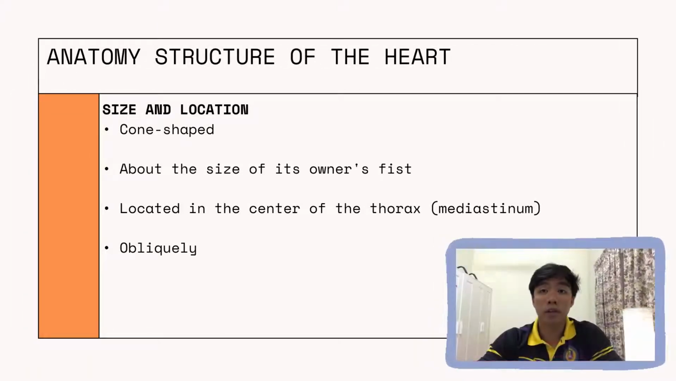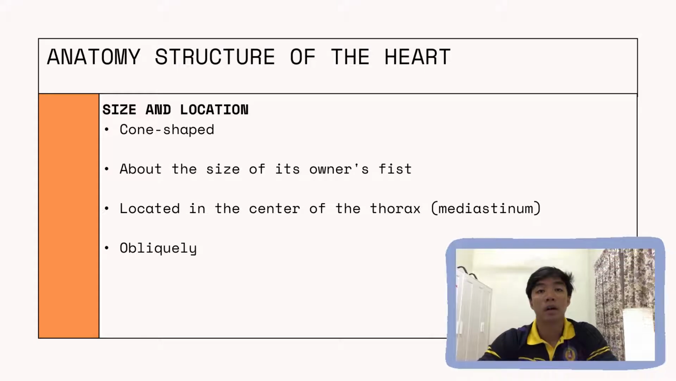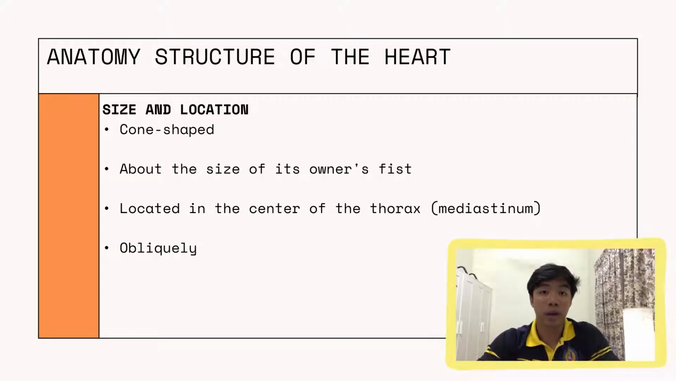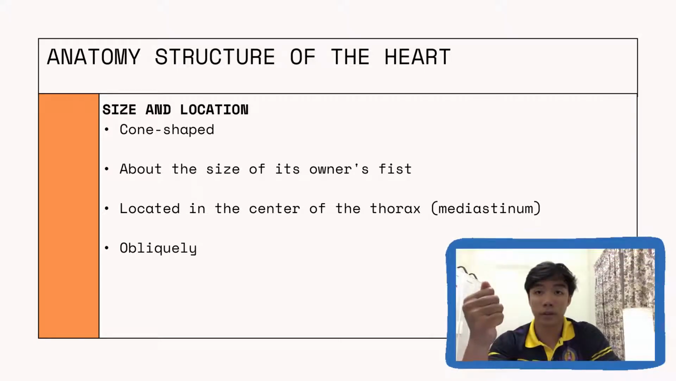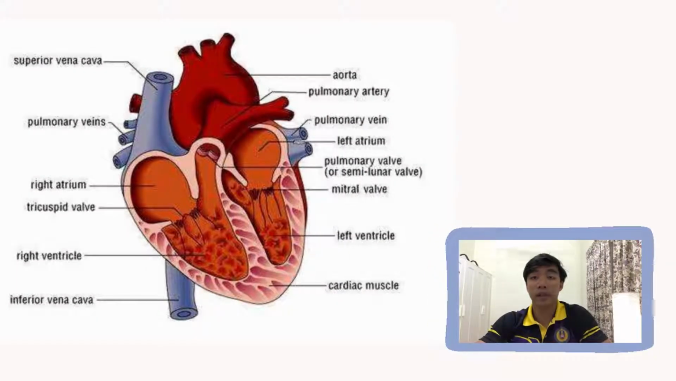We are moving on to the anatomy structure of the heart. We are going to talk about the size and location of the heart. The heart is cone-shaped and is about the size of its owner's face. It is located in the center of the thorax and it is positioned obliquely. As we can see in this diagram here, we have the heart.